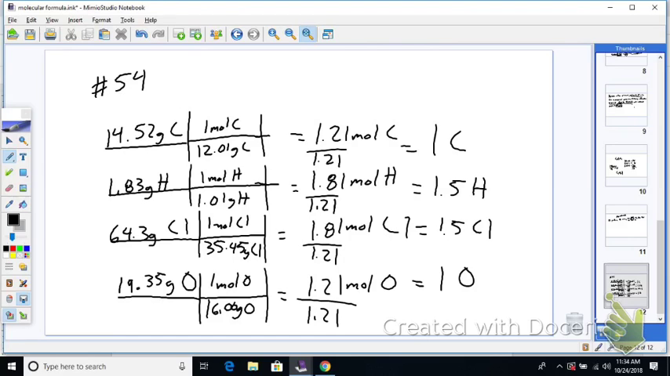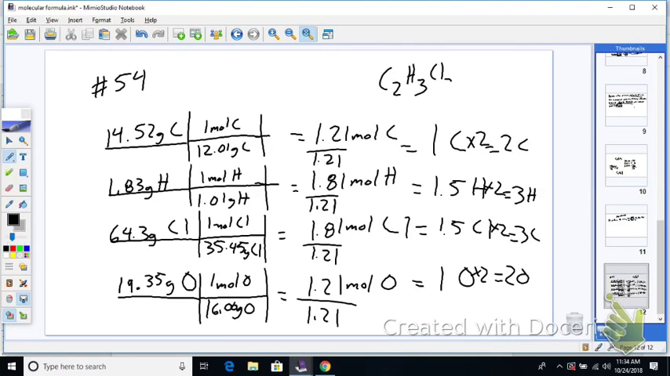So you can see it's 1 to 1.5 to 1.5 to 1, which is the same as a 2 to 3 to 3 to 2 ratio. So we multiply each one by 2, and we get 2 oxygens, 3 chlorines, 3 hydrogens, and 2 carbons. So our empirical formula would be C2H3Cl3O2.